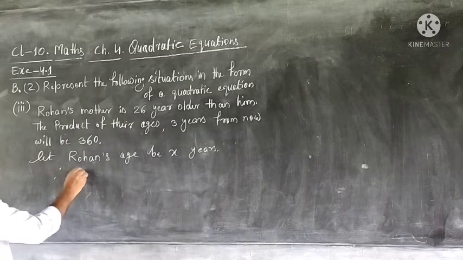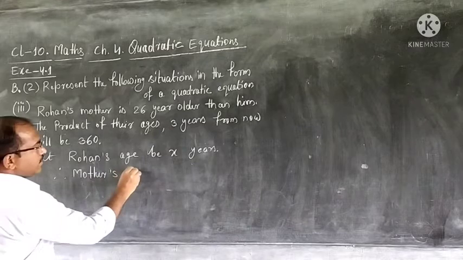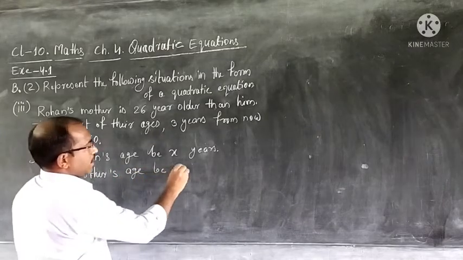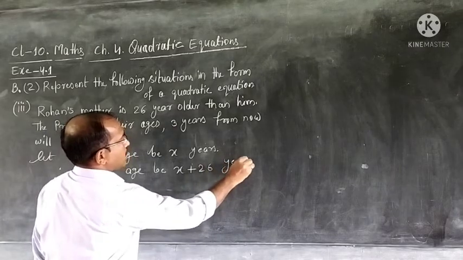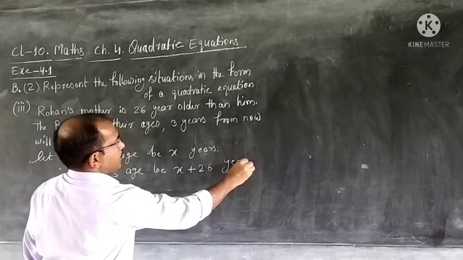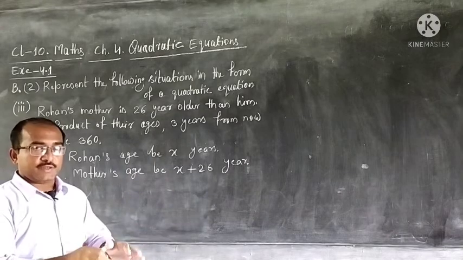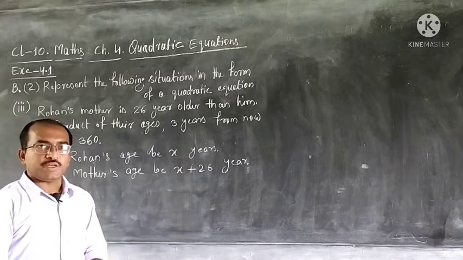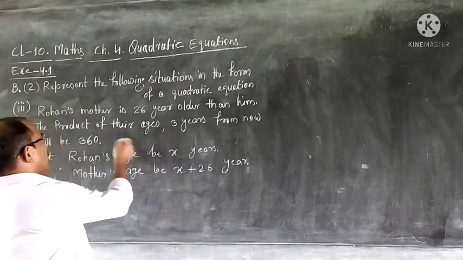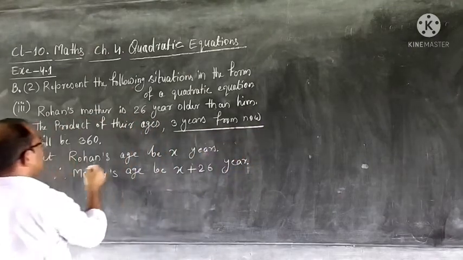Therefore, mother's age will be x plus 26, because she is 26 years older. Now, we are actually talking about the present year. This year Rohan is x years and mother is x plus 26 years, but in the next sentence we go into the future, 3 years from now.